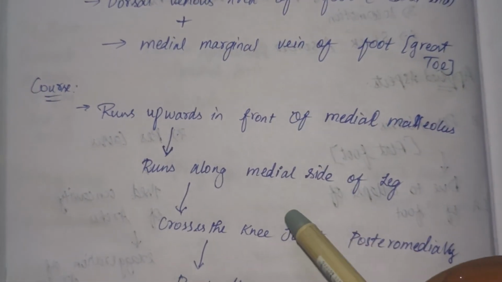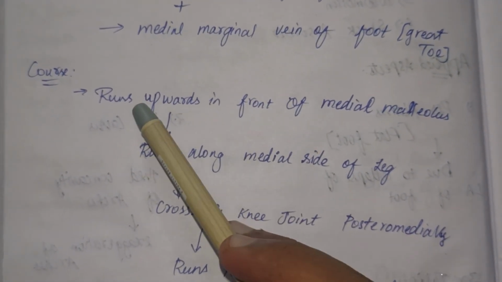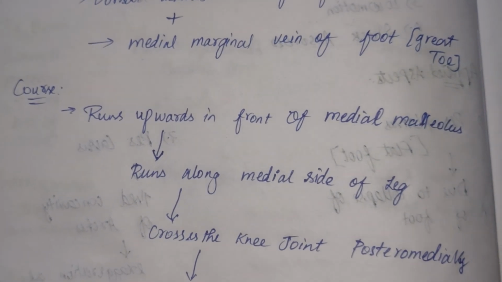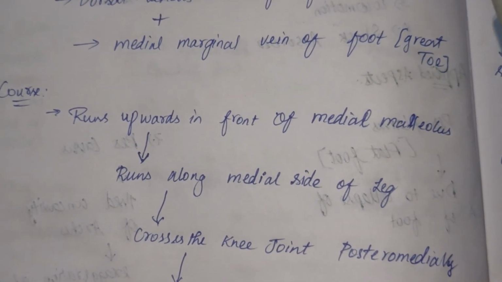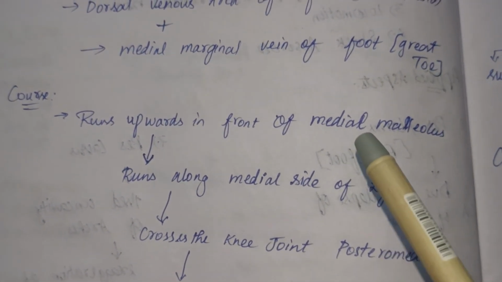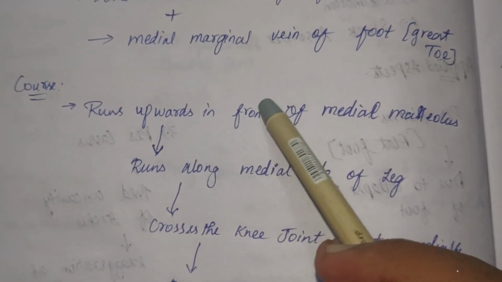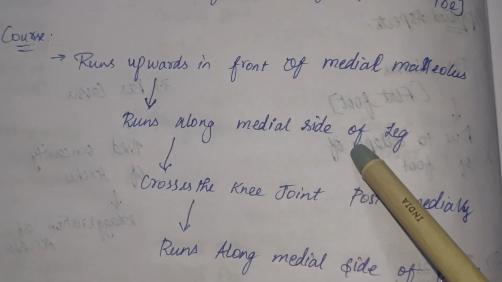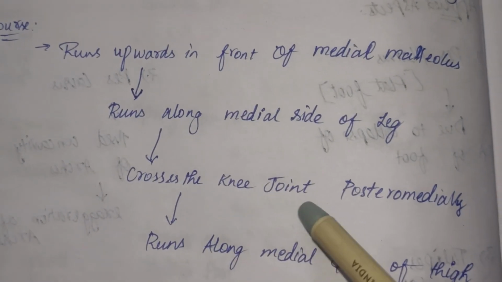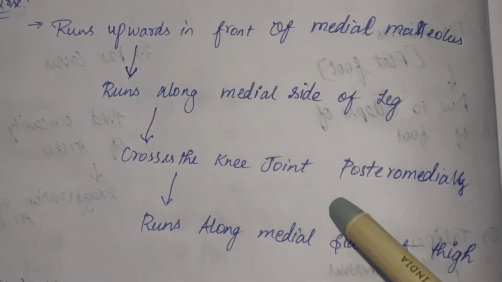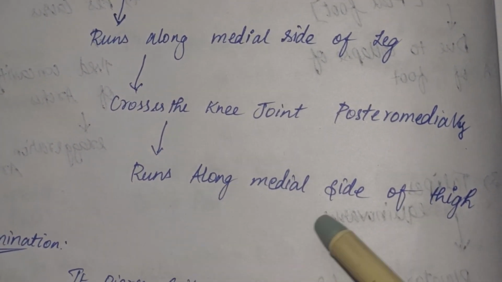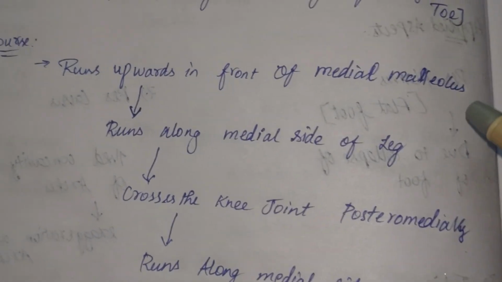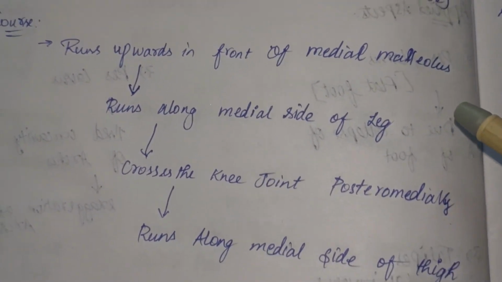Next, the course where it runs. It runs upward in front of the medial malleolus, in front meaning anterior to the medial malleolus. Next, it runs along the medial side of the leg and it crosses the knee joint posteromedially. Next, it runs along the medial side of the thigh. It is given easily one by one, so it can be easily understood here, right?